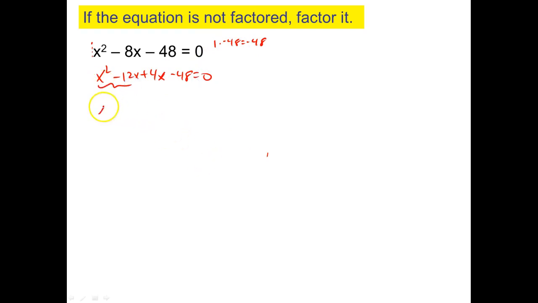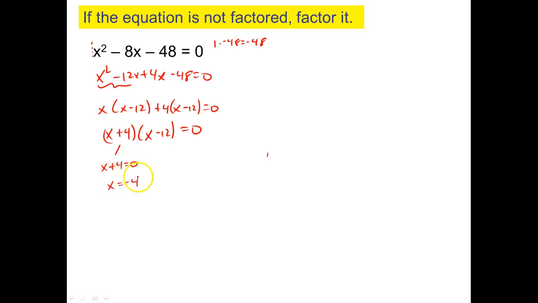Okay, so then I factor the front, x times x minus 12, factor the back, take out a 4, I get x minus 12. So then x plus 4 times x minus 12 equals 0. And now I apply the zero product property that we just talked about, and I know that x plus 4 equals 0. If I subtract 4, I get x equals negative 4, or x minus 12 equals 0. Add 12, and x equals 12. So those are my two answers.